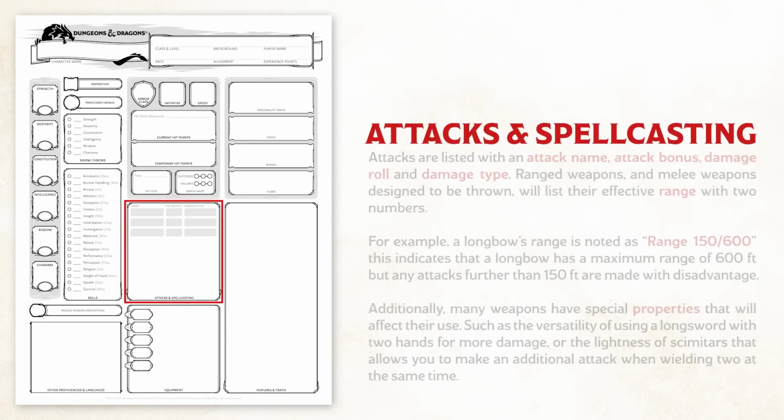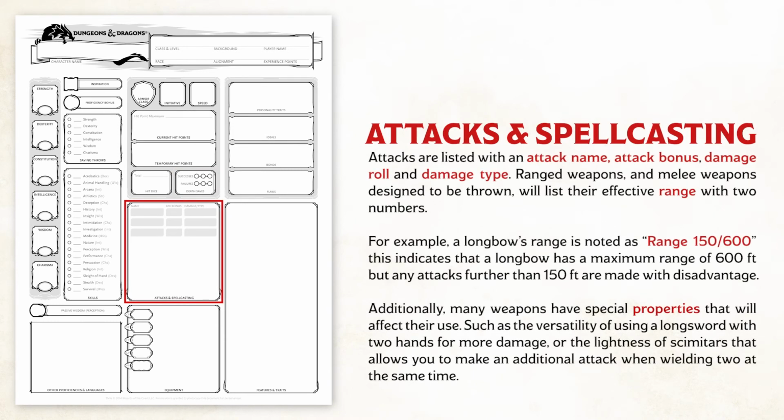Attacks and spellcasting. Attacks are listed with an attack name, attack bonus, damage roll, and damage type. Ranged weapons and melee weapons designed to be thrown will list their effective range with 2 numbers. For example, a longbow's range is noted as 150/600.